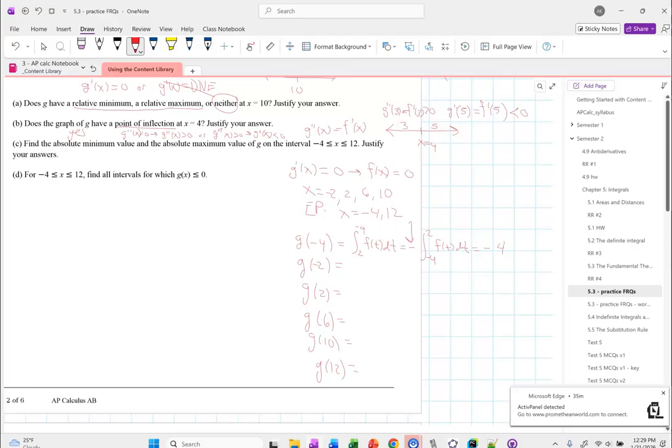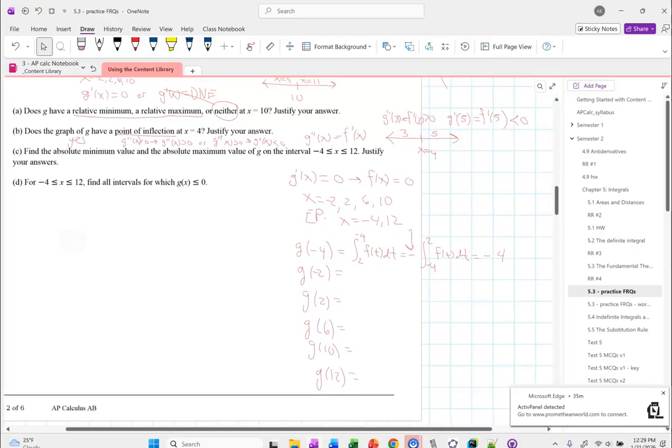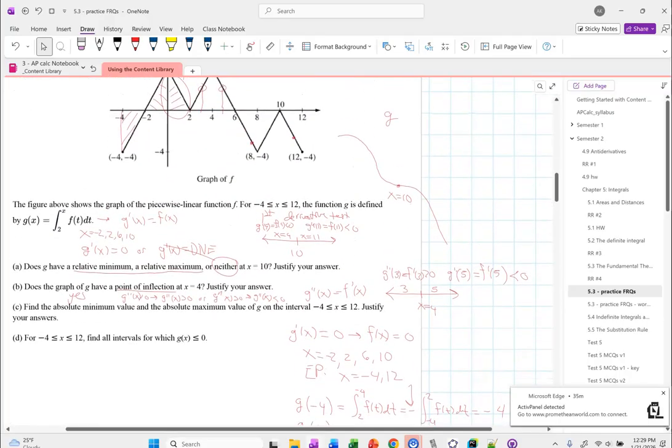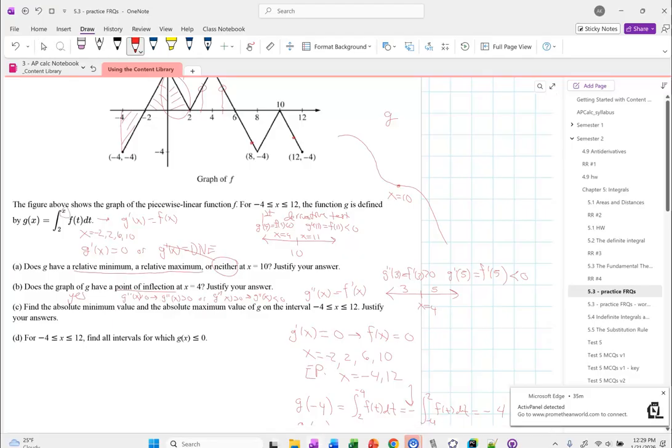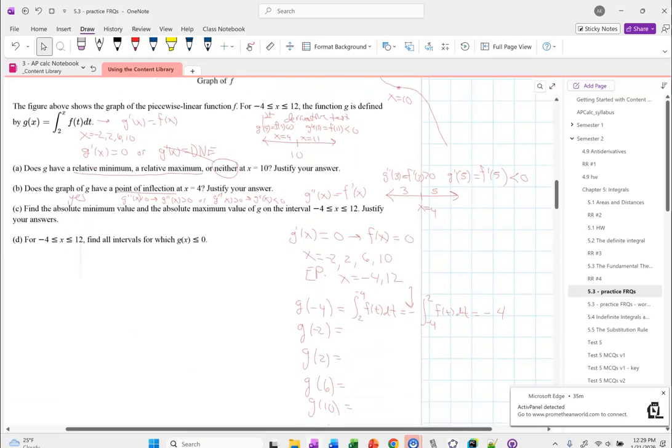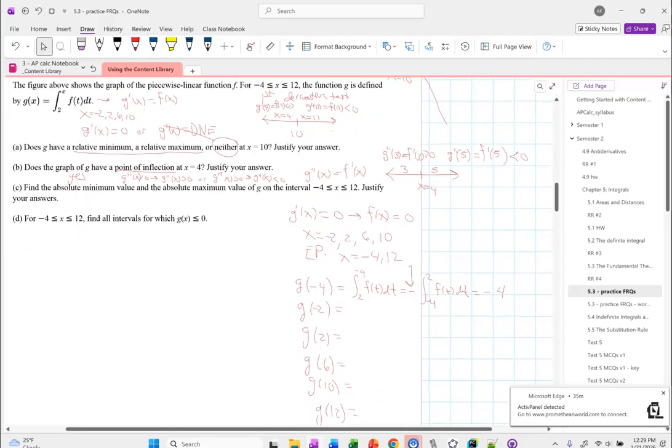Anthony? Why isn't -2 a critical point? Why is it on -4 to -2? Well, -4 was one of the endpoints, so I'm just plugging -4 in to x. Matthew, go ahead. Does that work for you?